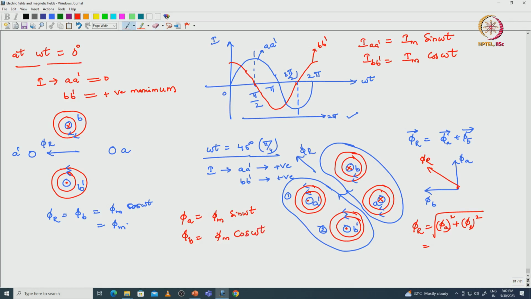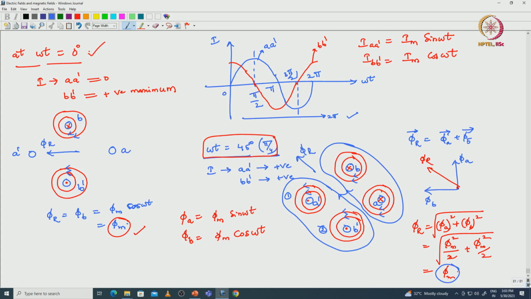So, substitute 45 instead of omega t, then phi m square by 2 plus phi m square by 2, since sin 45 as well as cos 45 equals 1 by root 2, then it will result in phi m, the magnitude of the resultant vector. Here also, the magnitude of the resultant vector at omega t equals 0 is phi m, and at omega t equals 45 degrees, again we are seeing phi m as the resultant vector magnitude.